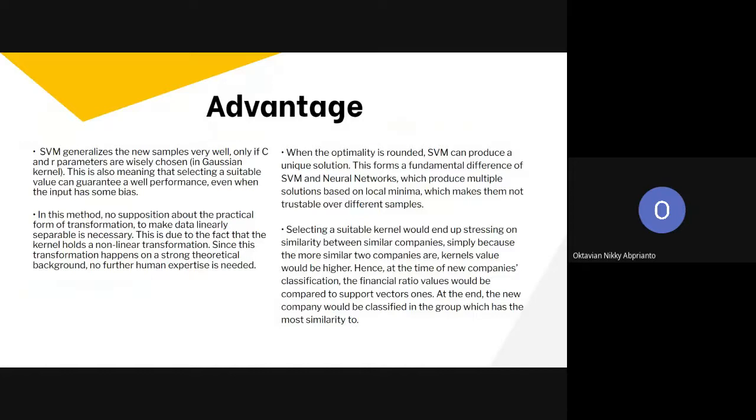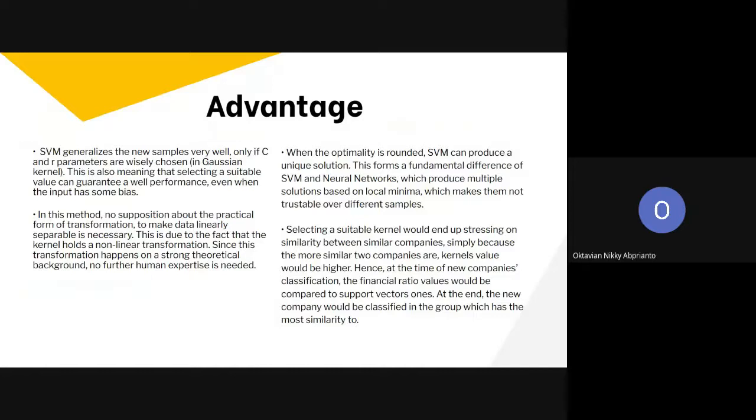Since this transformation rests on a strong theoretical background, no further human expertise is needed. When the optimization is bounded, SVM can produce a unique solution. This forms a fundamental difference between SVM and neural networks, which produce multiple solutions based on local minima, which makes them not trustworthy over different samples.